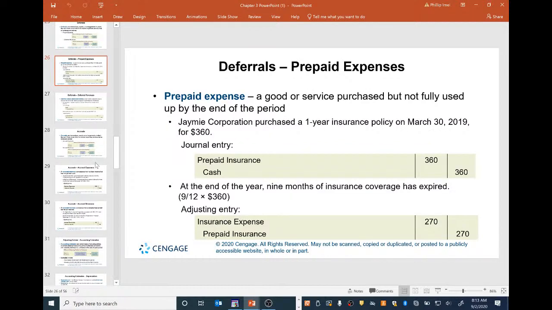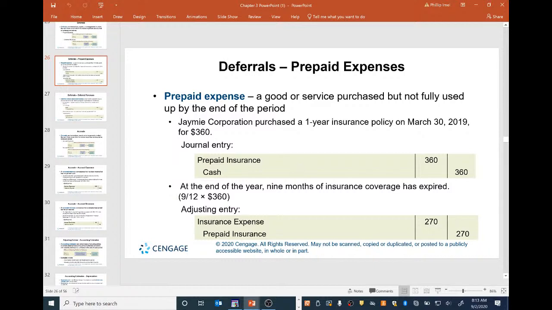Okay, more on prepaid expenses. A good or service purchased but not fully used by the end of the period. We just established that. So it says here, Jamie Corporation purchased a 1-year insurance policy March 30th for $360. So at the time of purchasing that insurance policy, this is going to be our entry right here. We'll debit prepaid insurance for $360, credit cash. We already said that, right?